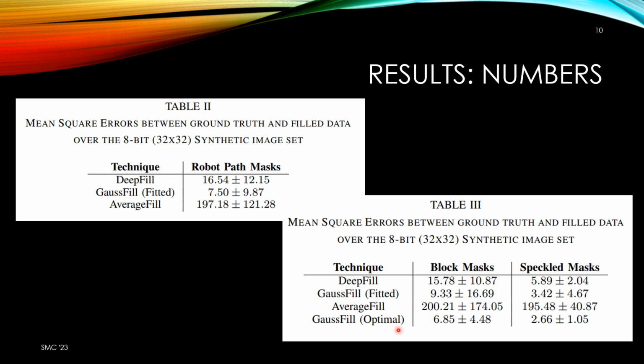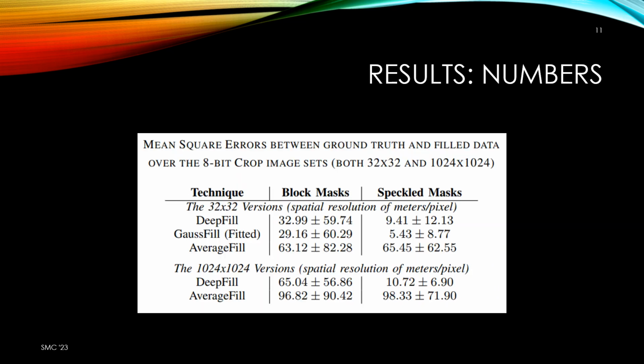So as you can see, even the Gauss field optimal is lower than this block mask, so it is 2. However, interestingly, our approach performed almost 3 times better than the block mask cases.